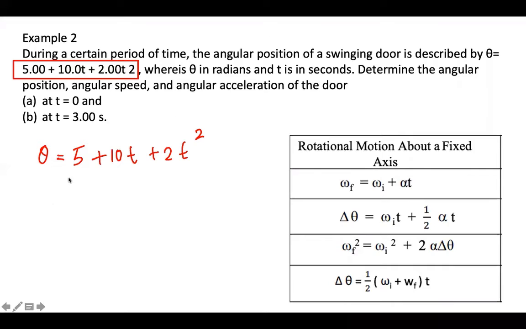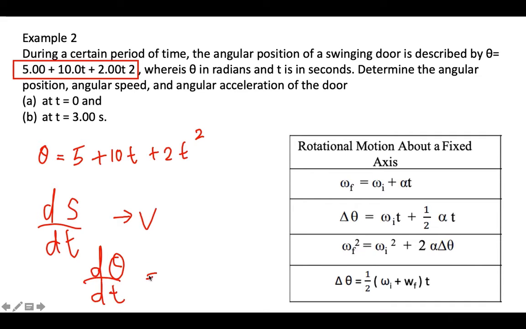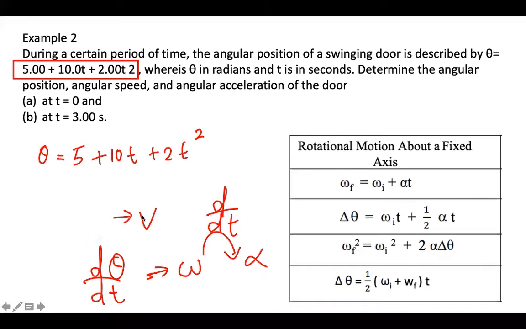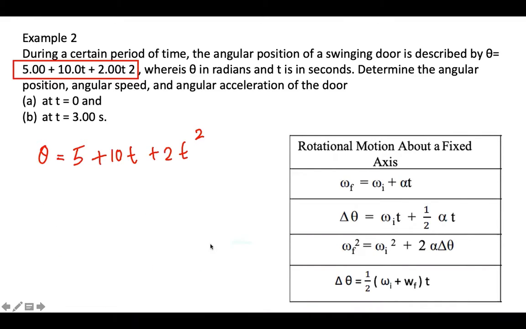As you see, we already know that displacement, if we differentiate it, we'll get velocity, right? And same for theta, if we differentiate with respect to time, we will get the angular speed. And we differentiate one more time, and we get the angular acceleration. Okay, so this is not so difficult. Right now, you want to find the angular position first. Angular position means the theta, omega, and the alpha, at time 0, time equal to 3, and so on.